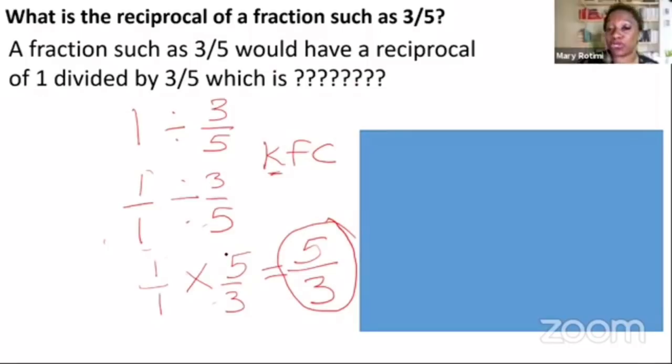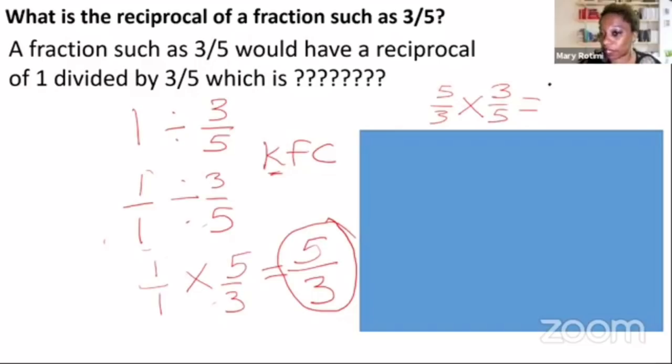Remember, I told you, you've got to check your answer to see if it's correct. And how do you do that? You need to multiply your answer, which is 5/3, by the number you were given, 3/5. Now, when you do that, if the product gives a 1, then your answer is correct for the reciprocal of that number. So let's go.